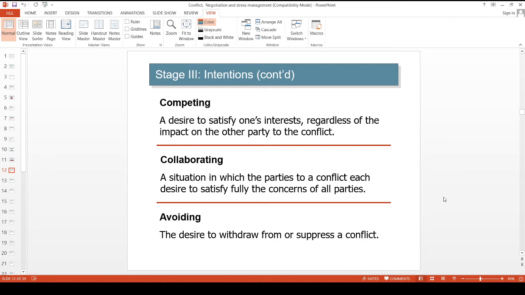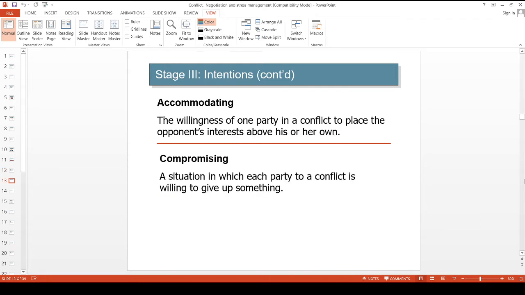The third approach is avoiding. That is, a person may recognize that a conflict exists and want to withdraw from it or suppress it. So this is the desire to withdraw from or suppress a conflict. Now these are the different situations which can be used by the managers accordingly. These are the different approaches which can be used alternatively to resolve the different conflicting situations. In avoiding, the parties usually withdraw from the point of conflict, or they try to suppress it. They don't want to solve it. They just withdraw from that particular situation.